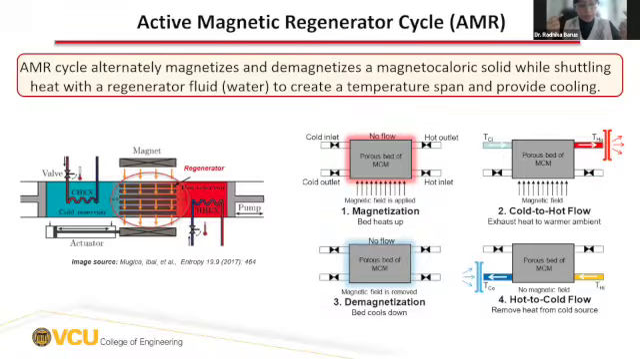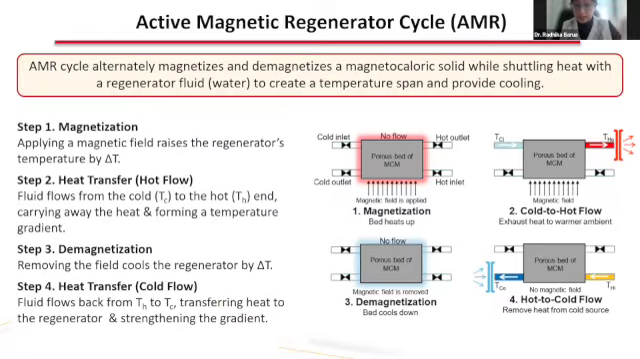And so what we do is we put it in a thermodynamic cycle, which is called the active magnetic regenerator cycle. It has 4 steps to it. In step 1, you magnetize the bed. It raises the regenerator's temperature by, say, a certain delta T. We have a heat transfer fluid that flows through it. It goes from the cold end to the hot end, so it carries the heat away. And as it does so, it forms a temperature gradient.